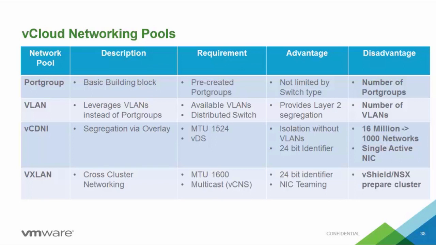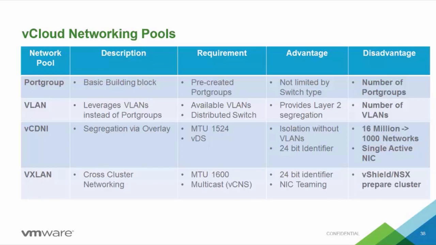I've mentioned here that a requirement would be multicast, and that's for VCNS, sorry. So with VXLAN, the controllers, as we mentioned earlier, when they're set to unicast mode, don't require multicast to be set up on the physical infrastructure. With VXLAN, we also have a 24-bit identifier, but we're not limited by any code here, so we can use up to the maximum of 16 million plus networks. VXLAN also allows us to take advantage of NIC teaming, so any NIC teaming types that we have on our physical can be utilized with VXLAN, and this occurs when we're doing the preparation of the clusters.